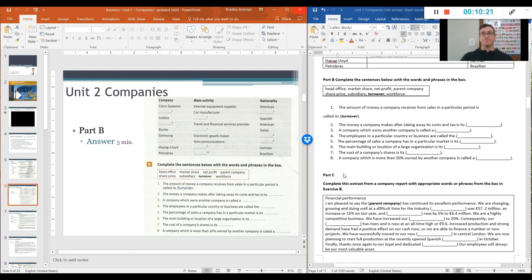And then part B, complete the sentences below with the words and phrases in the box. So you have head office, market share, net profit, parent company, share price, subsidiary, turnover, and workforce. Here, turnover is British English, which means gross sales. So number one, the example here, the amount of money a company receives from sales in a particular period is called its turnover. In American English, gross sales. So use the rest of these words and put them inside the different blanks here.